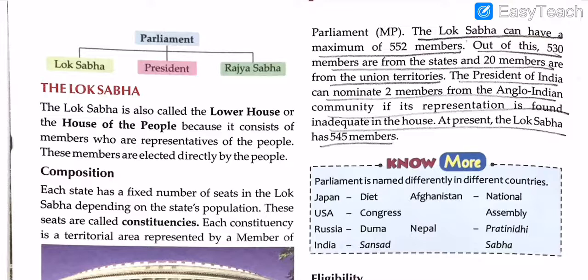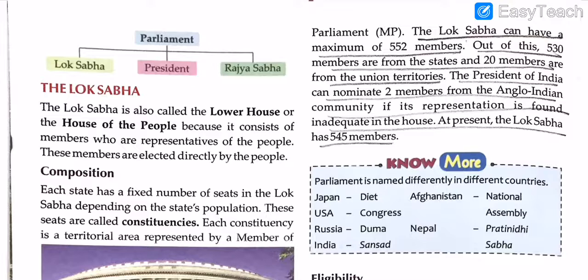constituencies. That's what I call it, okay? Again, it's your wish how you want to pronounce it. I call it constituencies, and each constituency is a territorial area represented by a member of parliament. So what happens is, each state has a fixed number of seats, let's say 20 for each state, but it can differ depending on the state's population, because if it's less, fewer seats are required. If it's more, more seats are required. Makes sense? It's almost like a direct proportion, right? And these seats are called constituencies. And each constituency is a territorial area represented by a member of parliament, that's MP.